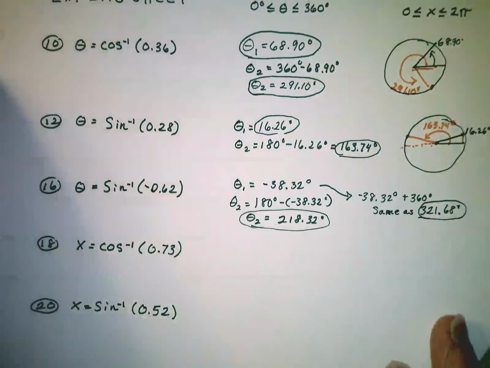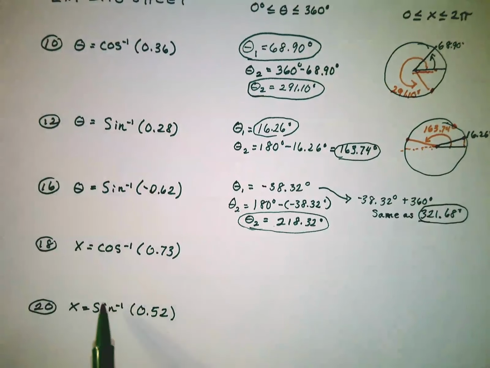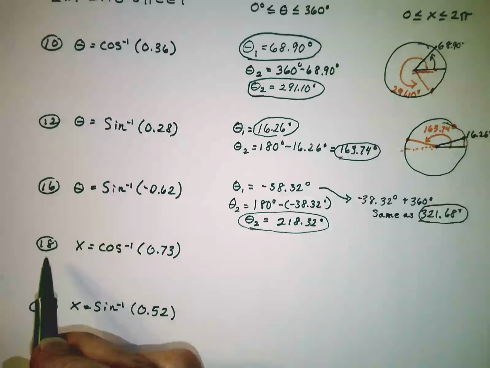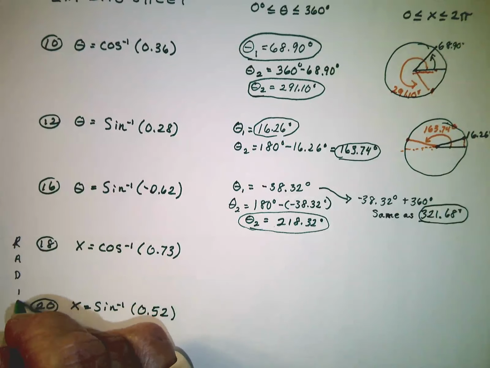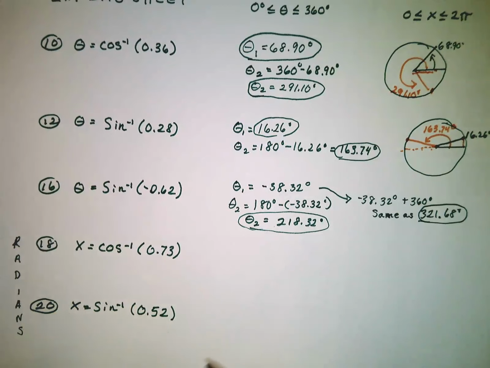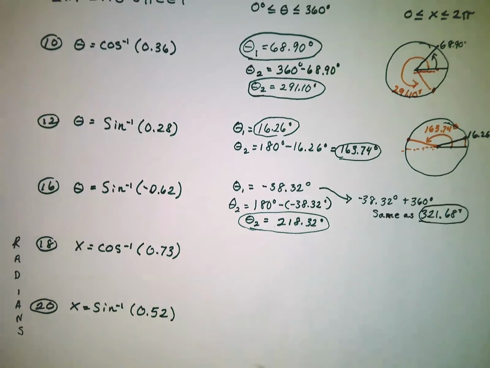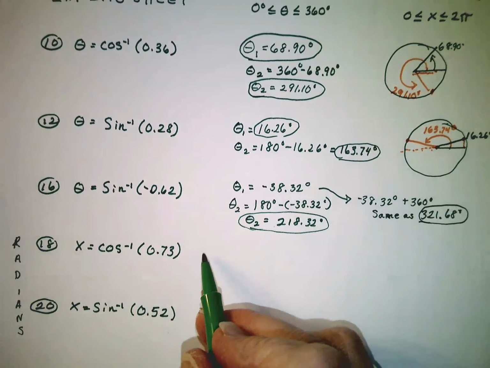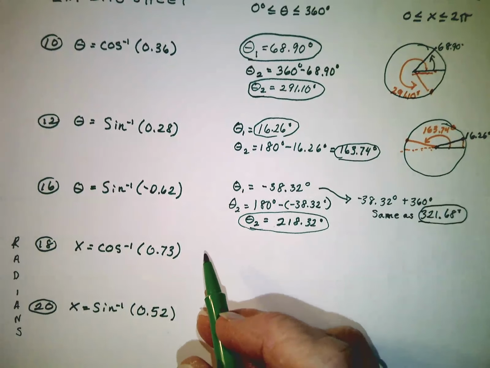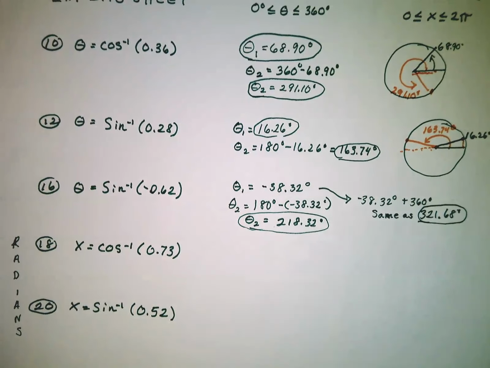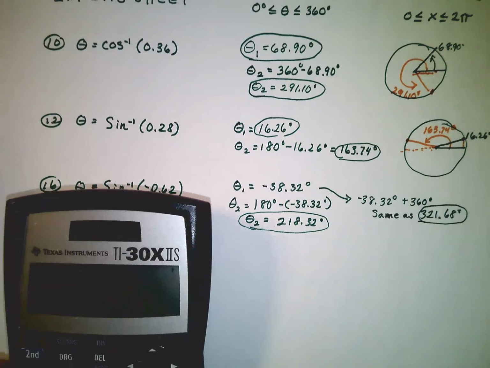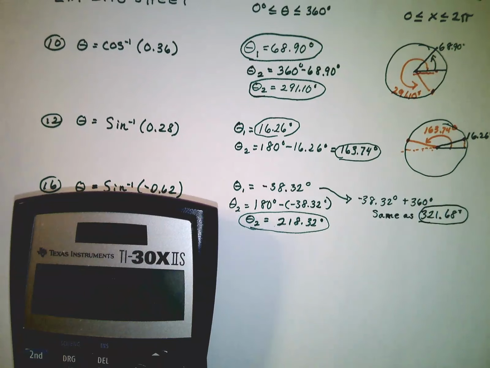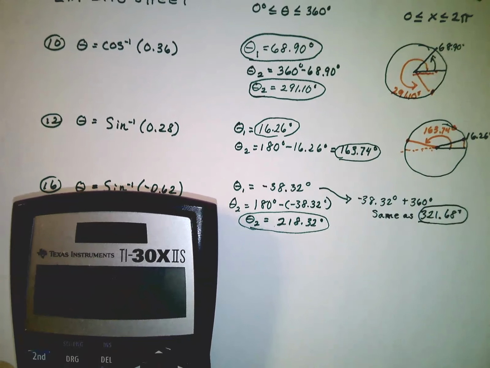18 and 20 say that they're giving us the trig values for some mystery angle x. So they're telling us the answer is going to have to be in radians for both of these. And the first one's inverse cosine. So we make sure that our calculator is in radian mode. If it's not in radian mode, we'll put it in radian mode. Oh, this one's already in radian mode. That's good.